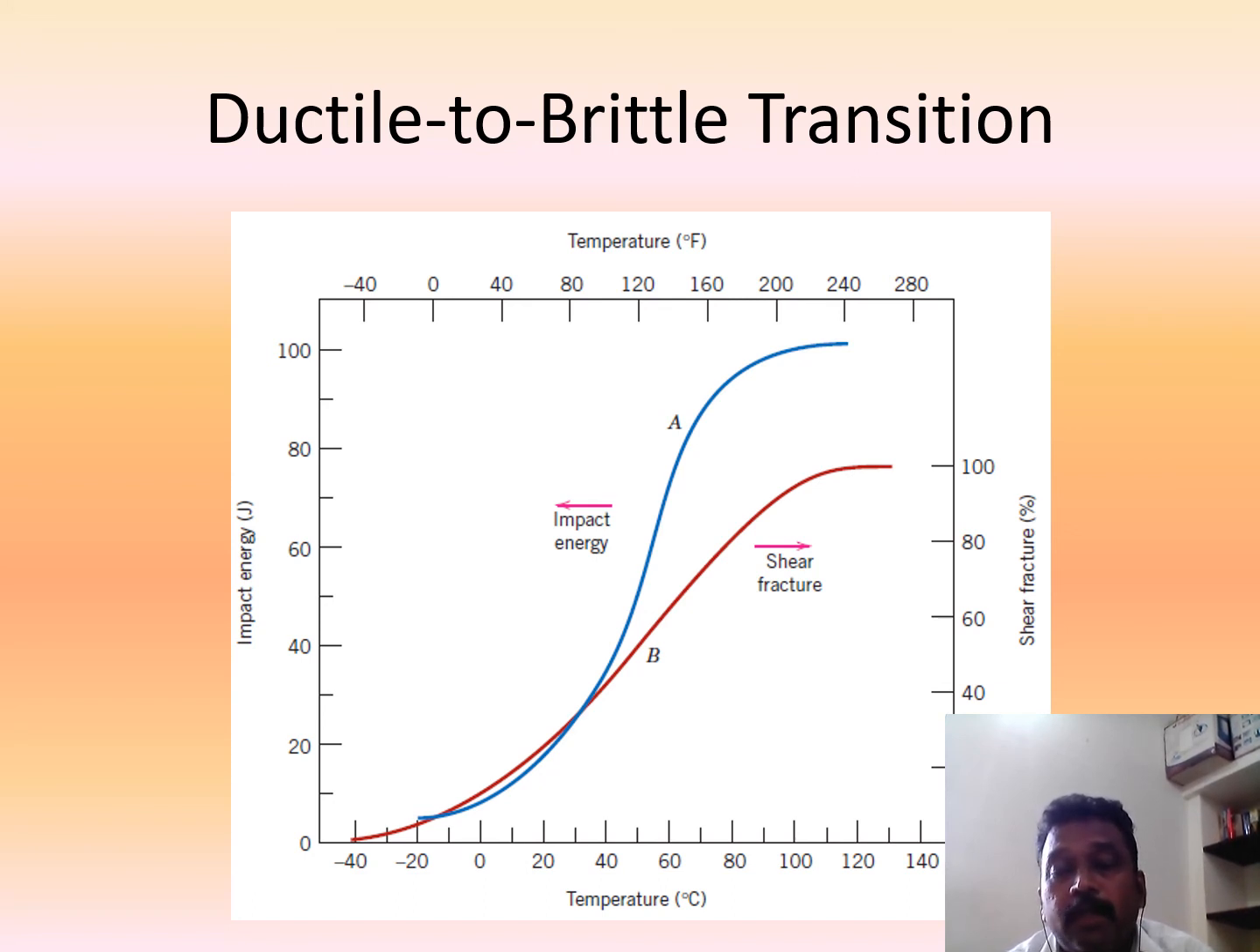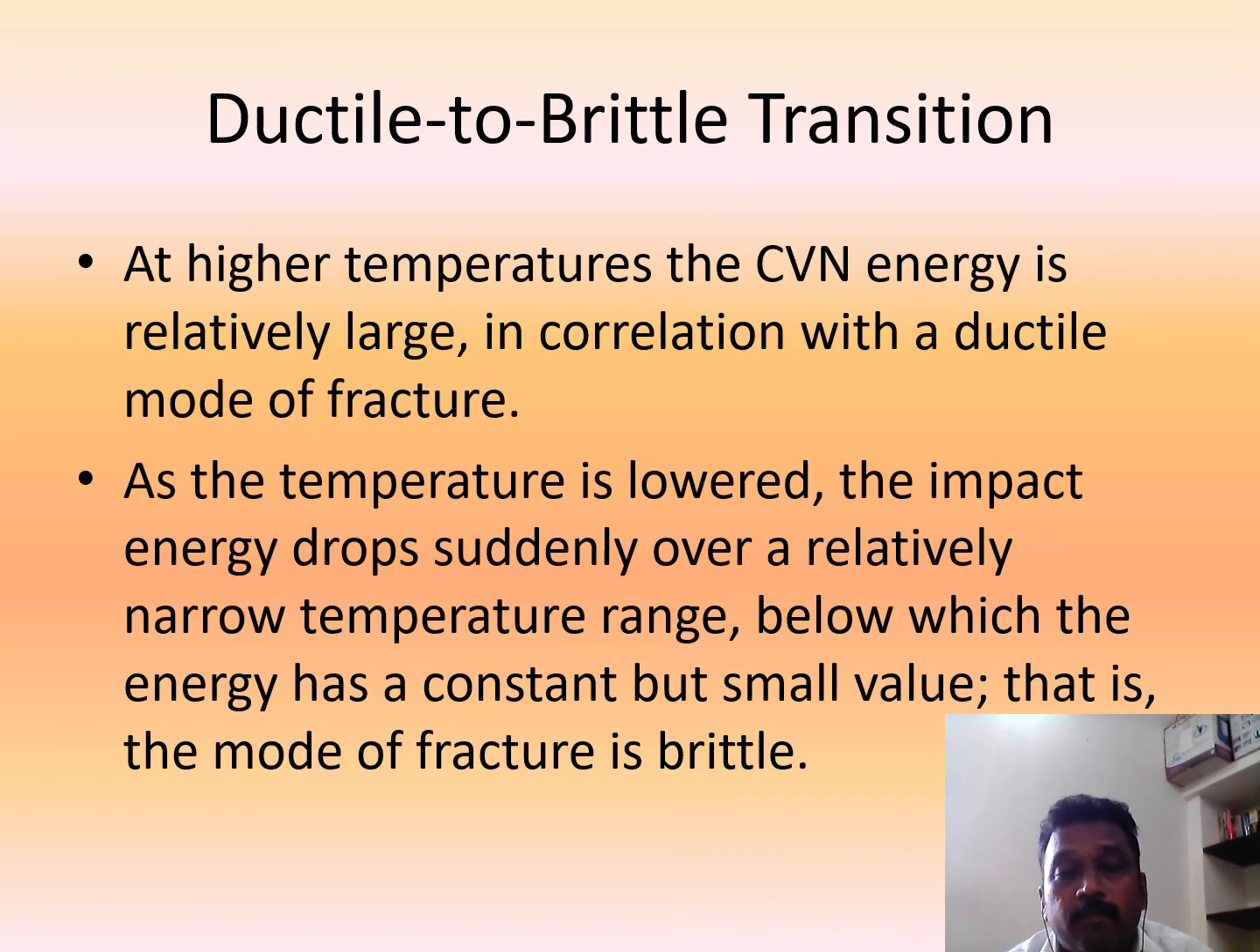So this shows the impact energy. This one is room temperature. If we carry out the test below room temperature, the impact energy is reduced. The energy absorbed by the specimen will be very low. What it implies is that below room temperature, or at sub-zero temperature, it will not absorb more energy. It will fail very quickly. At high temperature, the CV energy is relatively large, in correlation with the ductile mode of fracture. As I told, as the temperature is lowered, the impact energy drops suddenly. So the mode of fracture is brittle. It will show a brittle mode of fracture.